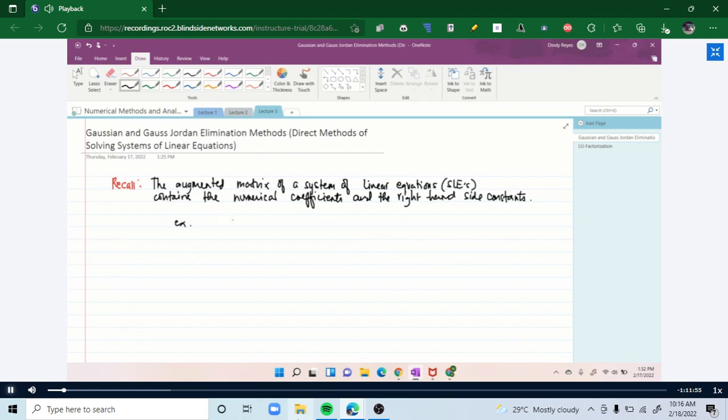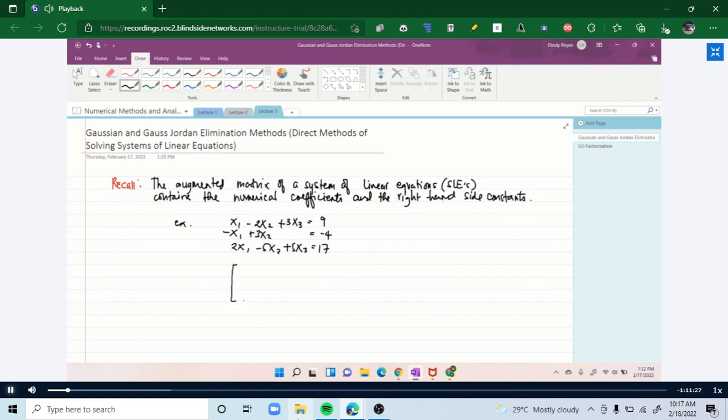Okay, so for example, if you have a system that contains three variables, three unknowns, so three equations, three unknowns, you have x sub 1 minus 2x sub 2 plus 3x sub 3 equals 9. And let's say you have negative x sub 1 plus 3x sub 2 equals negative 4. And then 2x sub 1 minus 5x sub 2 plus 5x sub 3 equals 17.